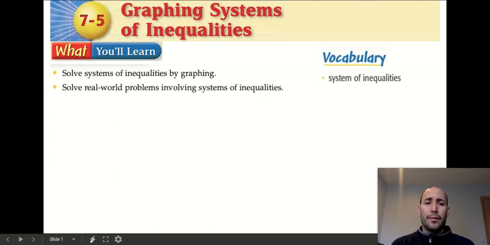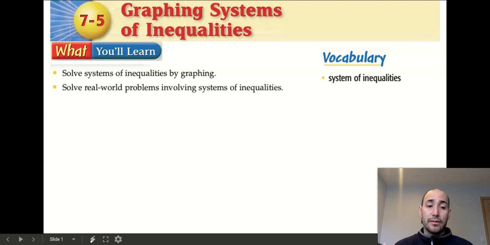So some vocabulary to keep in mind is: what is a system of inequalities? We worked mostly in this chapter with systems of equations. And in the very beginning of this chapter, we talked about how to solve systems of equations by graphing. And that was where the two lines intersected, right? There was a point. Well, in systems of inequalities, if you remember graphing linear inequalities, we had to graph a line, it was either solid or dashed, and then we had to shade on one side of the line or the other.